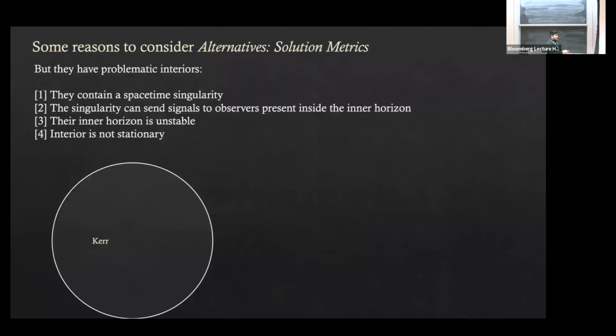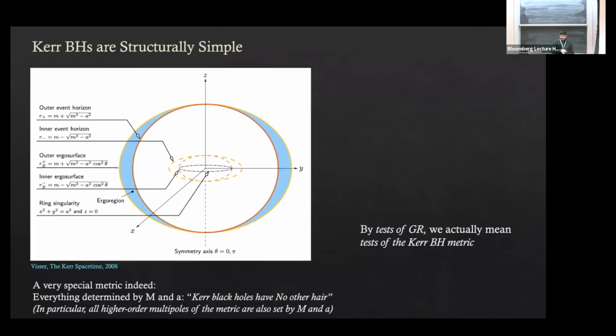Okay, and to be a little precise, when we say we're testing GR in the context of the Event Horizon Telescope, what we're doing is actually testing the Kerr black hole metric, and not other aspects of GR, like how it radiates gravitational waves, etc.